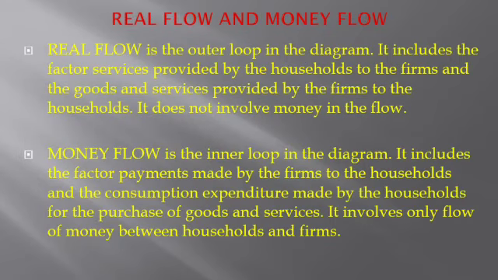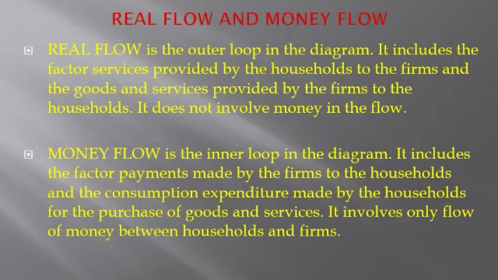Now let us see what is real flow and money flow. So real flow is the outer loop in the diagram. While explaining the diagram to you, I told you there are two loops. One is your outer loop, other is inner loop. Outer loop is colored in black and that is the outer loop. It includes factor services provided by the households to the firms and the goods and services provided by the firms to the households. Here, very important thing we should notice is this does not include money anywhere.